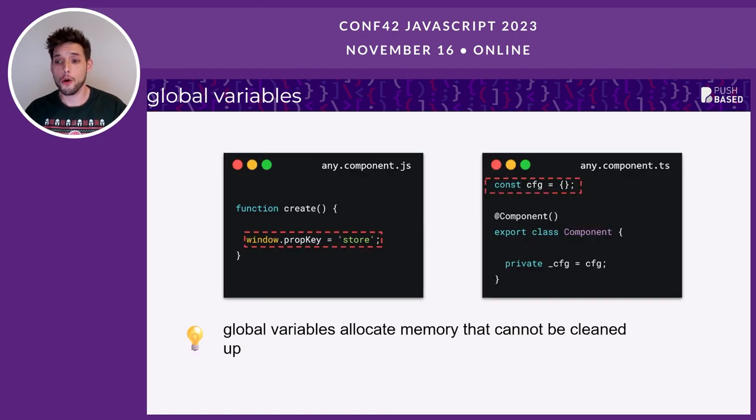Then we have global variables. Whenever you store something on window, or just create a random const in any component outside of the component's class scope, you create something that is not really cleanable anymore. You create something in a global scope, and this will be stored and will be forever there and never cleaned up. Of course, you can reuse it, and you won't do it multiple times if you import the component file again, but just so you know, global variables will store memory which cannot be cleaned up.